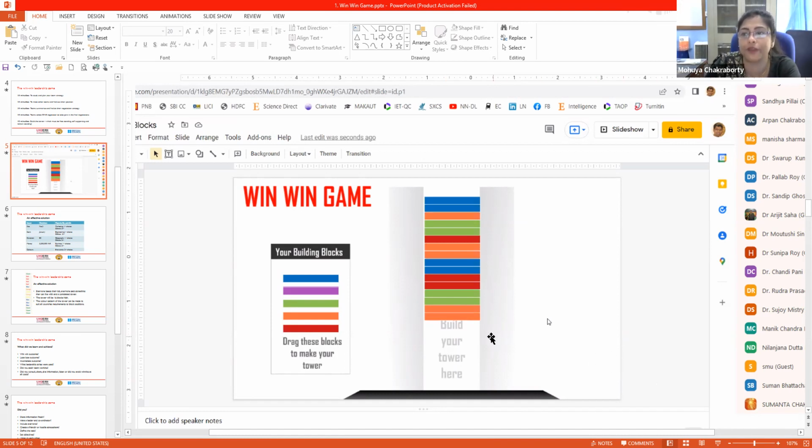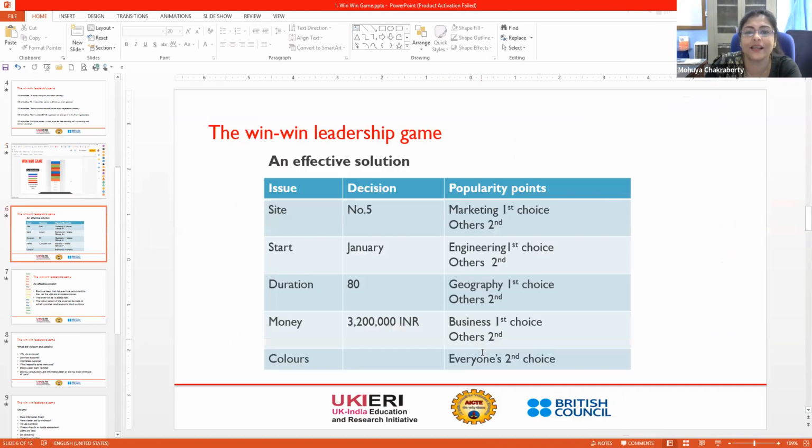And now I will show you an effective solution. Basically, this is the effective solution. If you appreciate that we will be using the site number 5, and popularity point is marketing's first choice and others second choice, right? So you are starting in January. It's engineering's first choice and others second choice. Duration will be 80. Geography's first choice and others second choice. Money you can see, this is in INR. So this is business first choice and others second choice. And colors, everyone's second choice. Yes. So this is the effective solution.